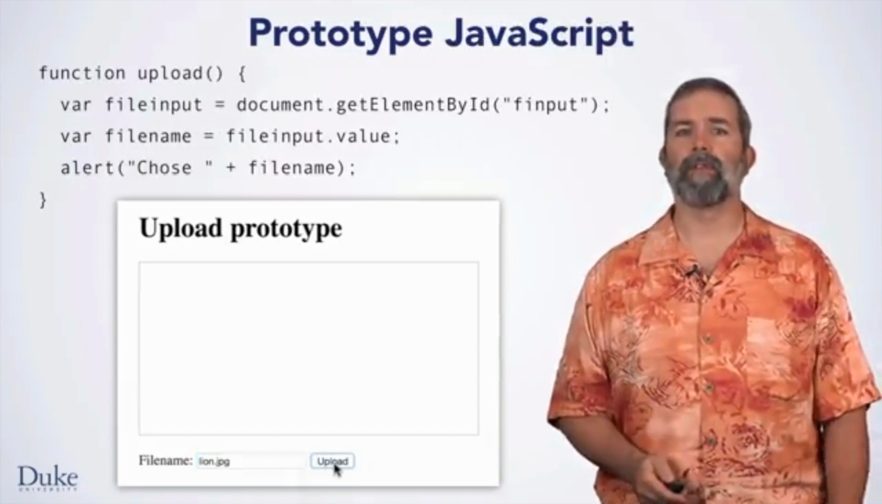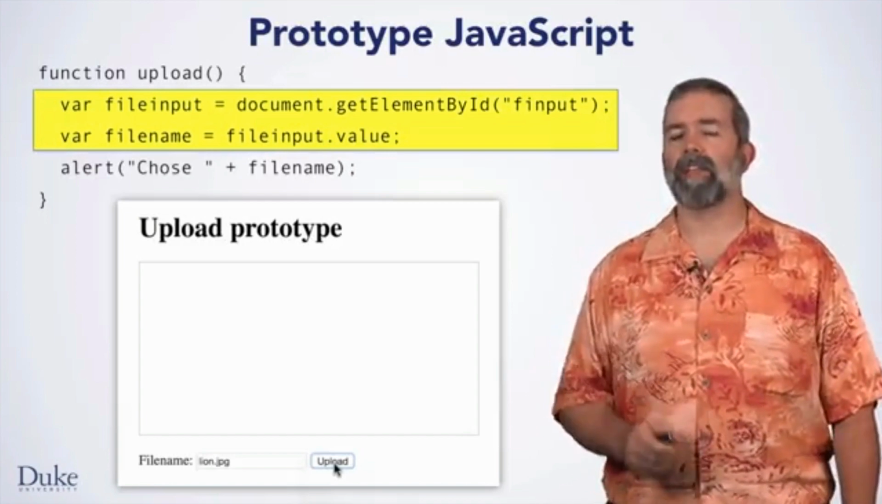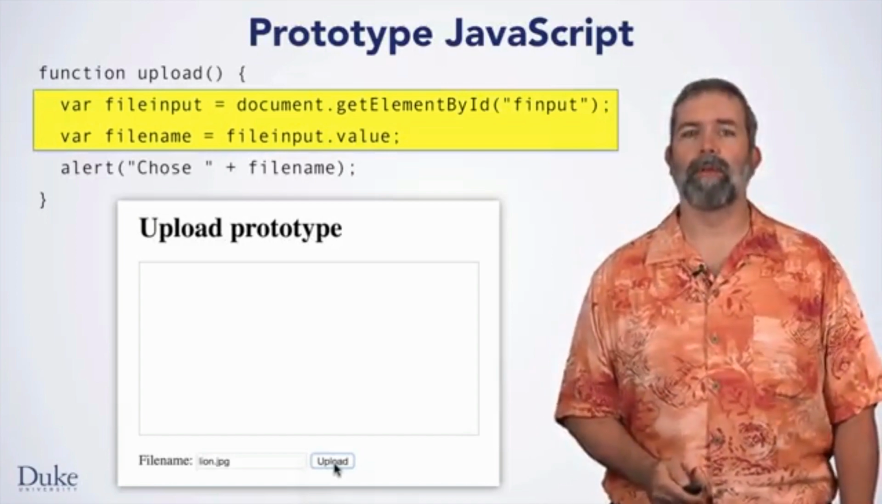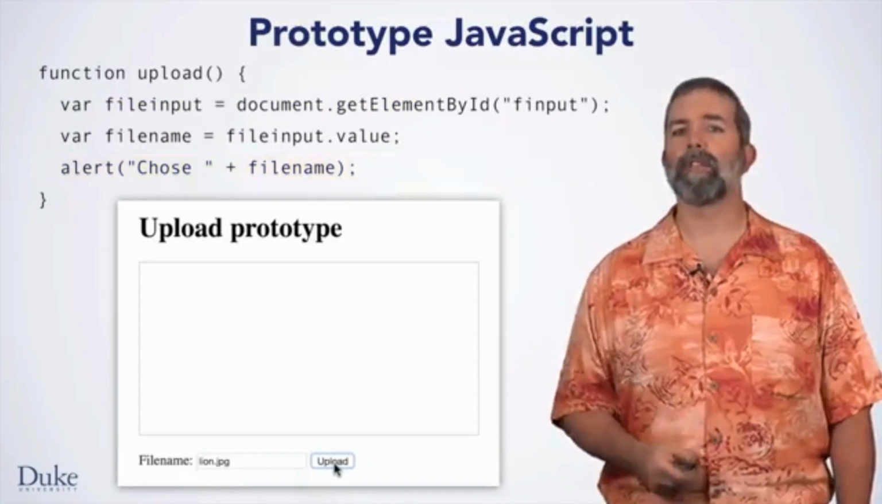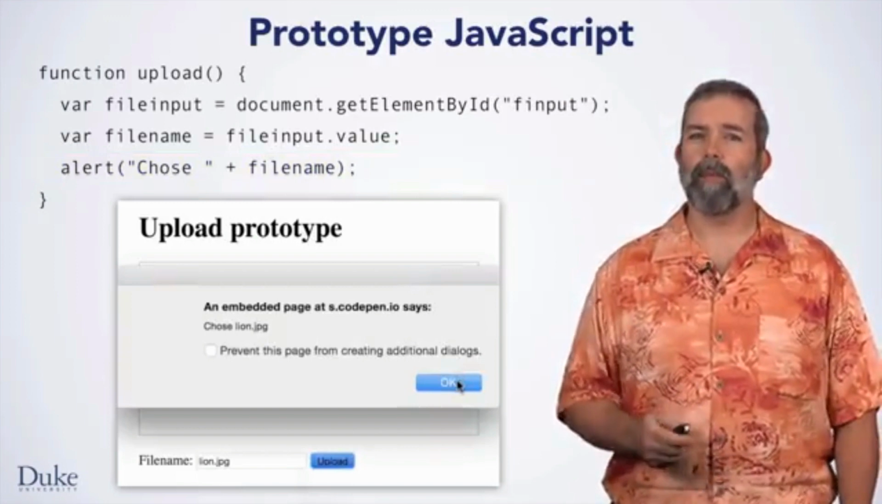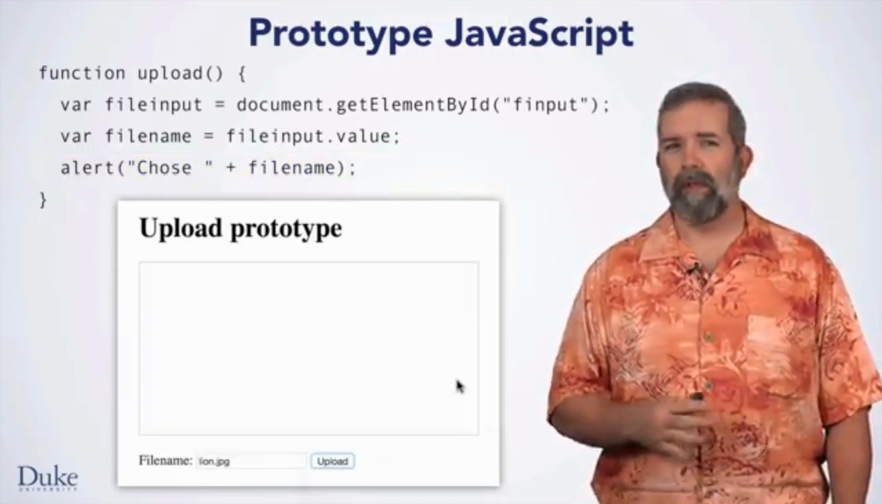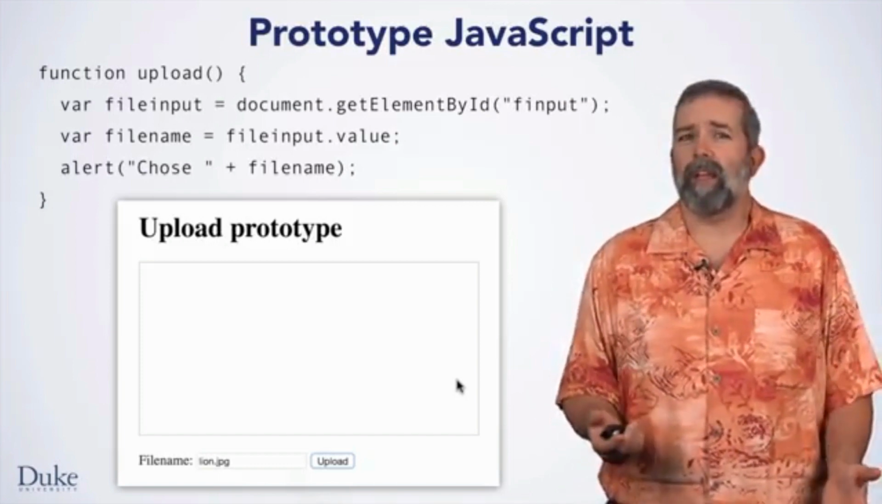Here's the JavaScript to process what the user entered. We'll use familiar JavaScript to access the value of the text input element and display that result in an alert box. So when the user clicks Upload, the alert box pops up. Remember, this is an example of text input. The input element doesn't care if we enter a file name. We could have entered any text.